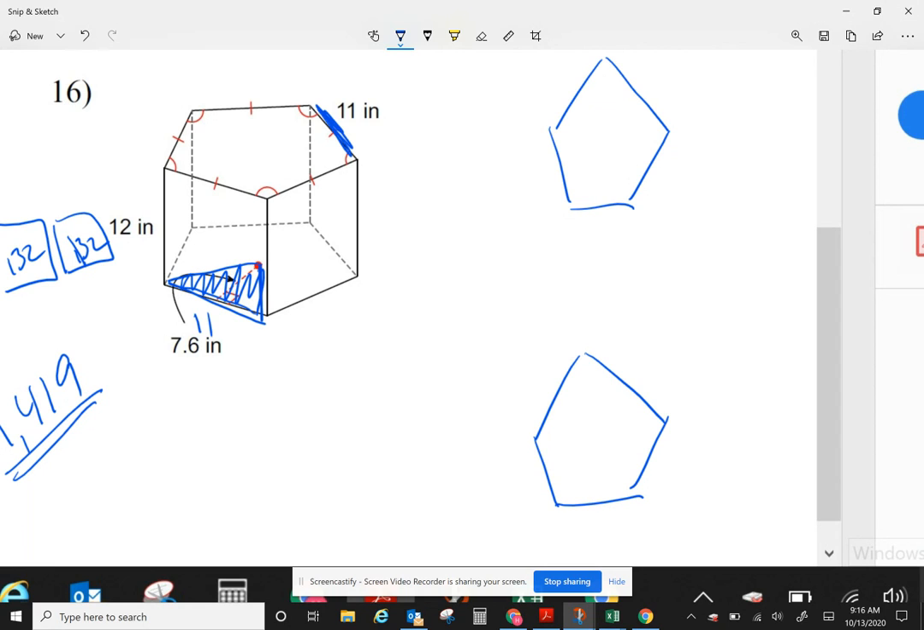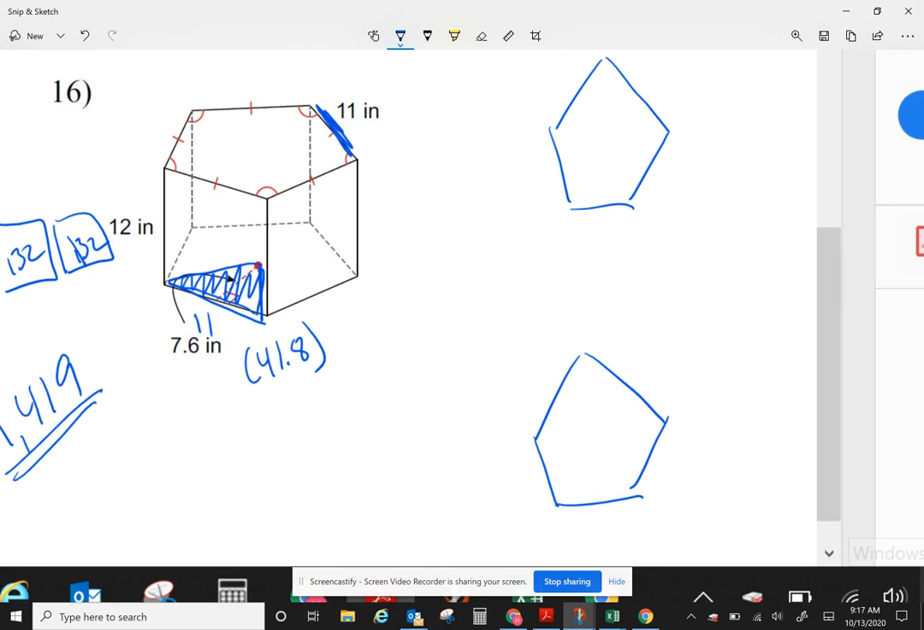For the area of that triangle, I'm going to go 11 times 7.6, and my result, let me divide it by 2. It gives me that little triangle is 41.8. I know I can make 5 triangles in each of the bases, and the reason why is because the base has 5 sides. So I'm going to go 41.8 times 5.